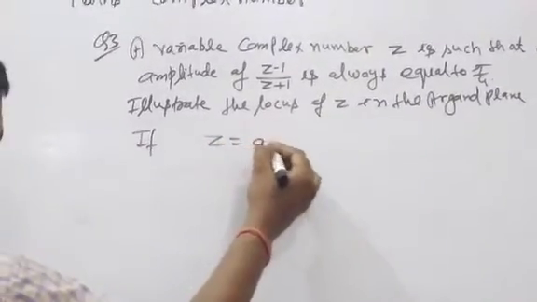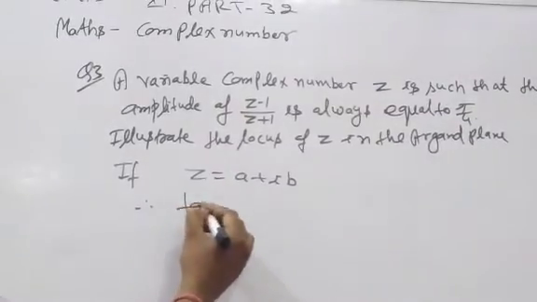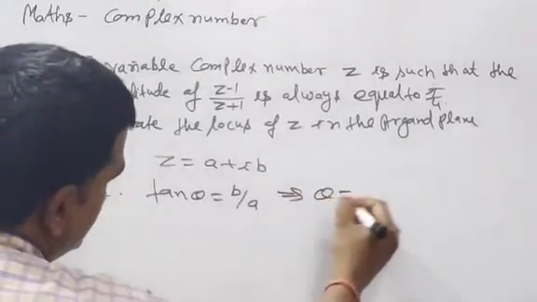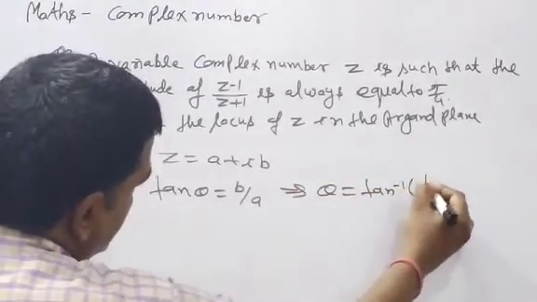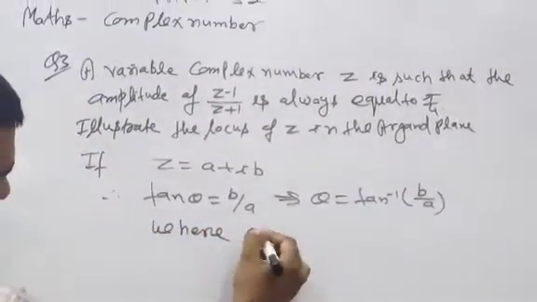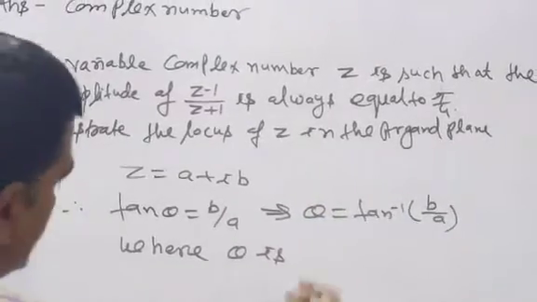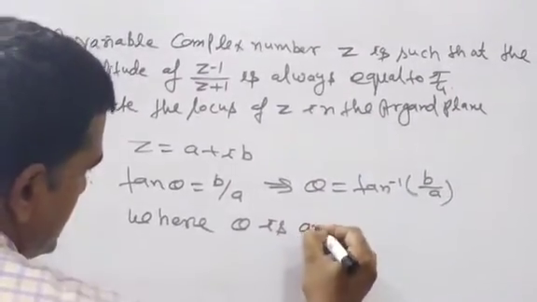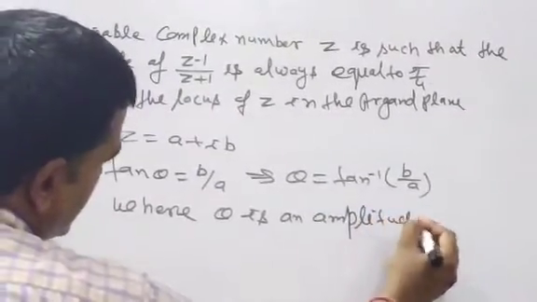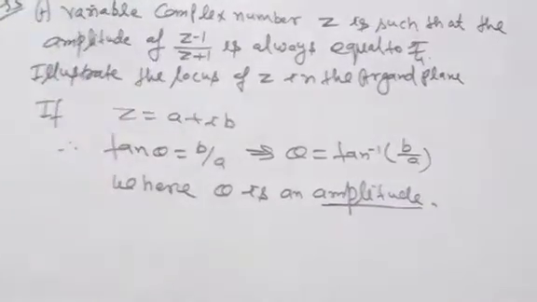If z is equal to a plus ib, therefore tan theta is equal to b by a, or theta is equal to tan inverse b by a, where theta is an amplitude. Clear? Understood?